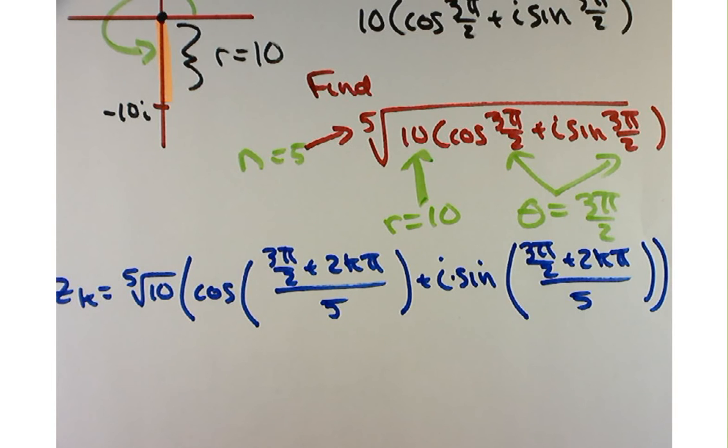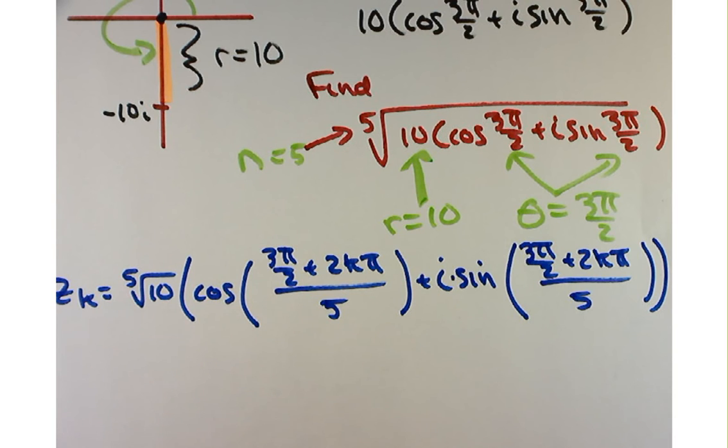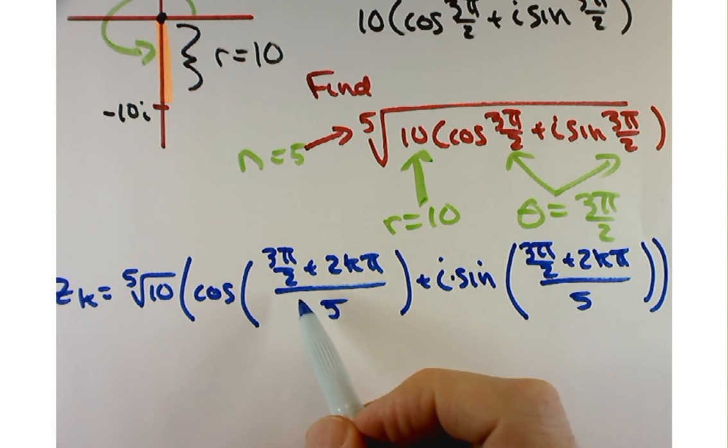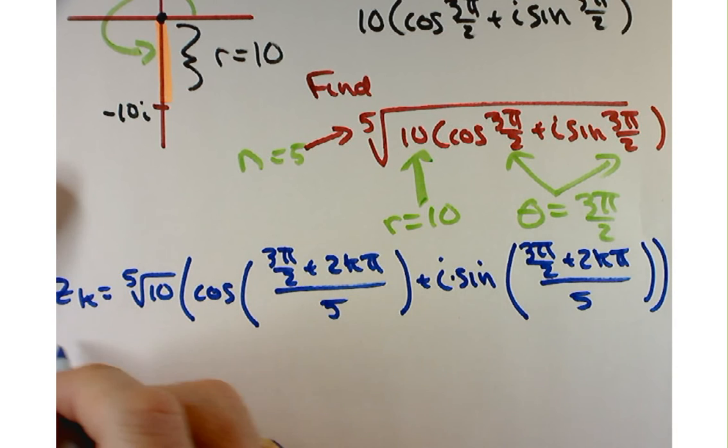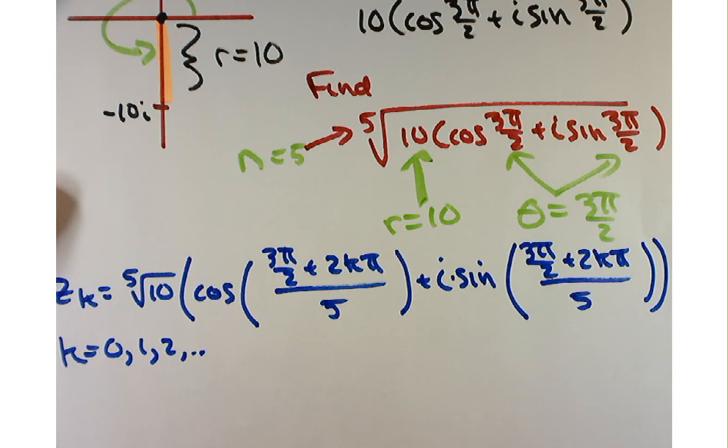Now you might want to clean this up before we start working on this. It's up to you. This is also going to be for k equals 0, 1, up to what? What's k going to go up to? Almost. It's going to go up to n minus 1, so 5 minus 1 is going to be up to 4.